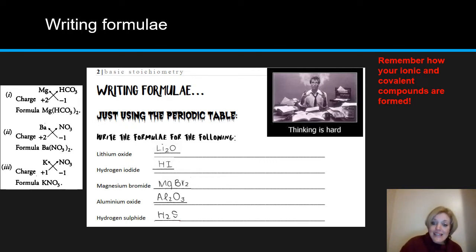So please write these in now quickly, and I hope this makes sense. Use the swap and drop method just to quickly write your formula. It's a quick and easy way of getting to an answer without stressing too much.